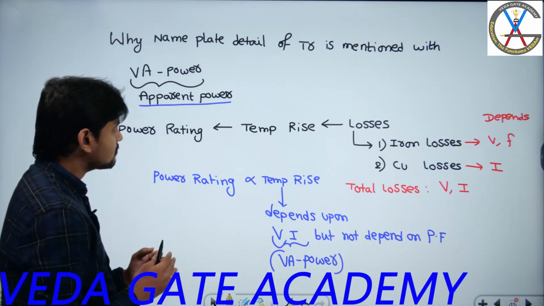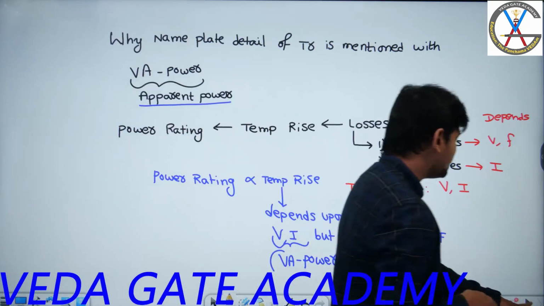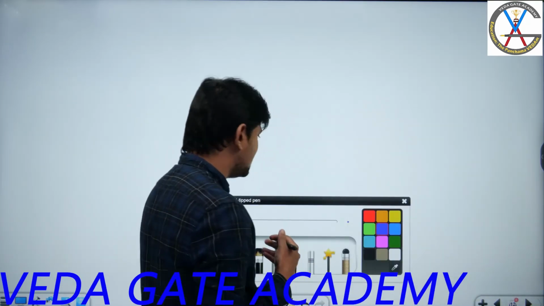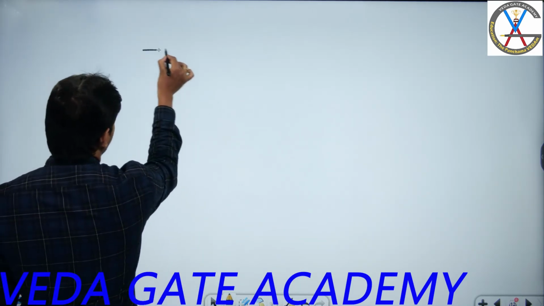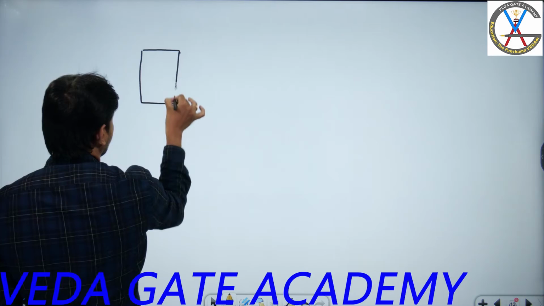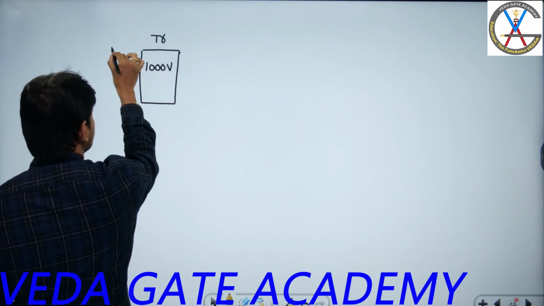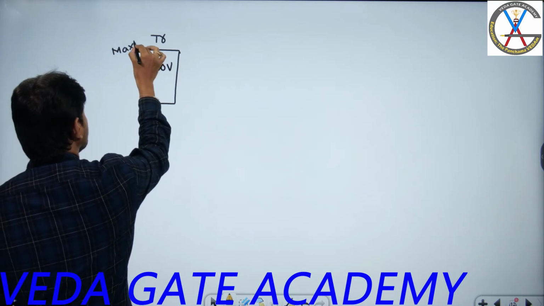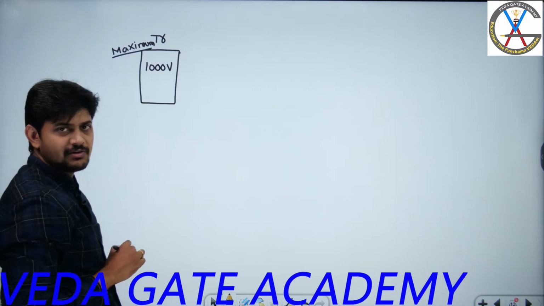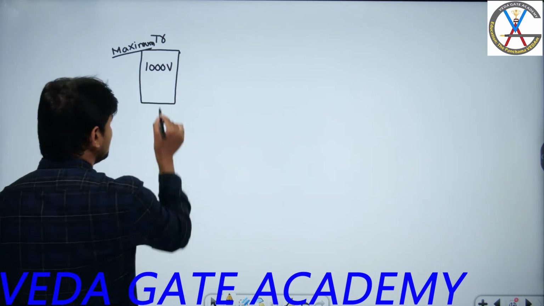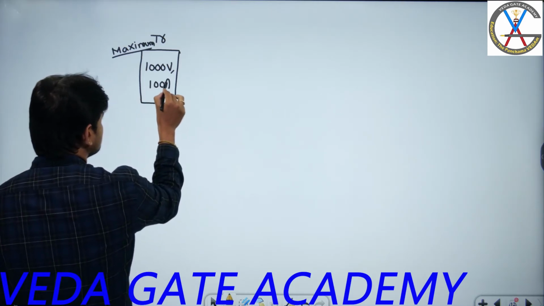Suppose I indicate the transformer rating as active power, what will happen? Let us assume I am a transformer designer, and I have designed a transformer. Let us assume this is my transformer. Insulating material, winding, everything I have taken into consideration in such a way that the design requirement is a maximum voltage of 1000 volts and a maximum current of 100 amperes.